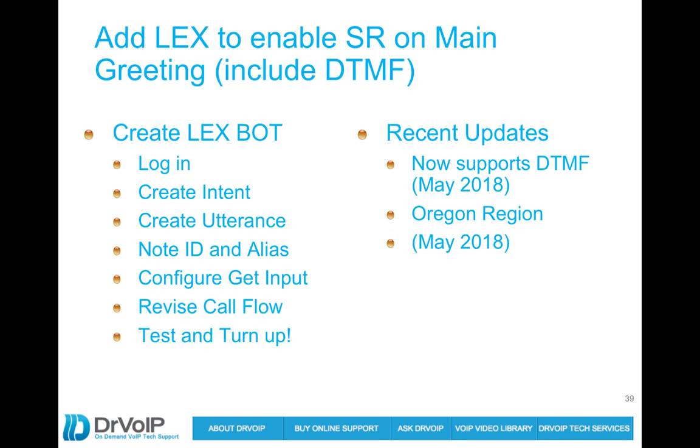So we're going to create a LEX bot, and it's going to replace the DTMF front end of the call tree that we configured in a previous video. So we'll log in, we'll create an intent, we'll create an utterance, we'll note the ID and alias of the LEX bot, as we'll need that when we go to integrate it into Connect. And we'll configure the get input capability, we'll revise our call flow, we'll test and turn up.